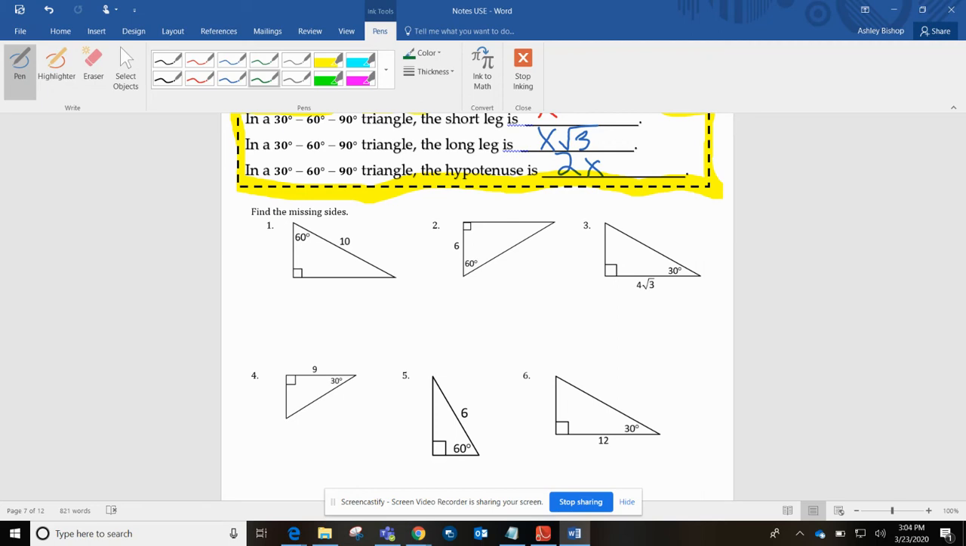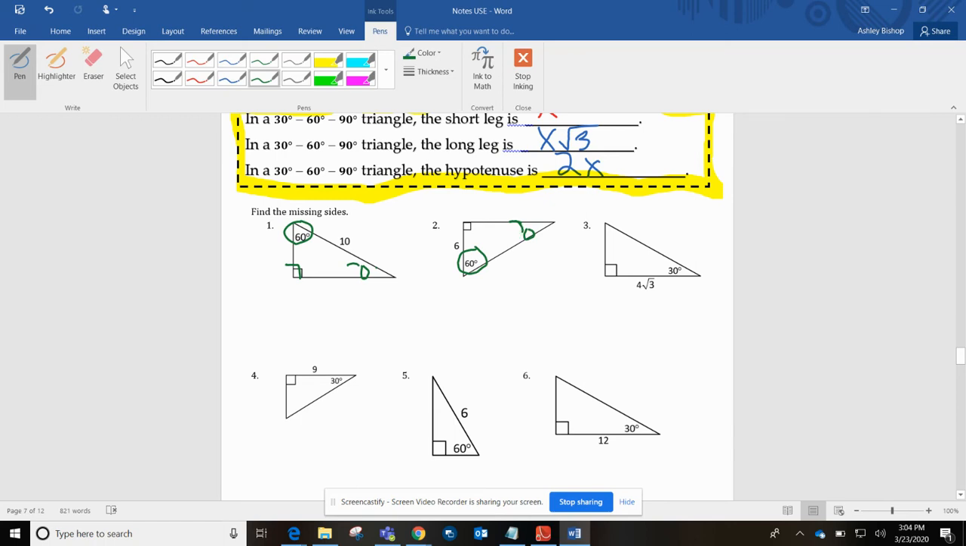These are 30, 60, 90 right triangles. So here's my right angle. I have my 60, so that means over here must be my 30. Okay, and so this problem over here, I have my 60, that means this over here must be my 30. So let's make sure we can do that for these problems.